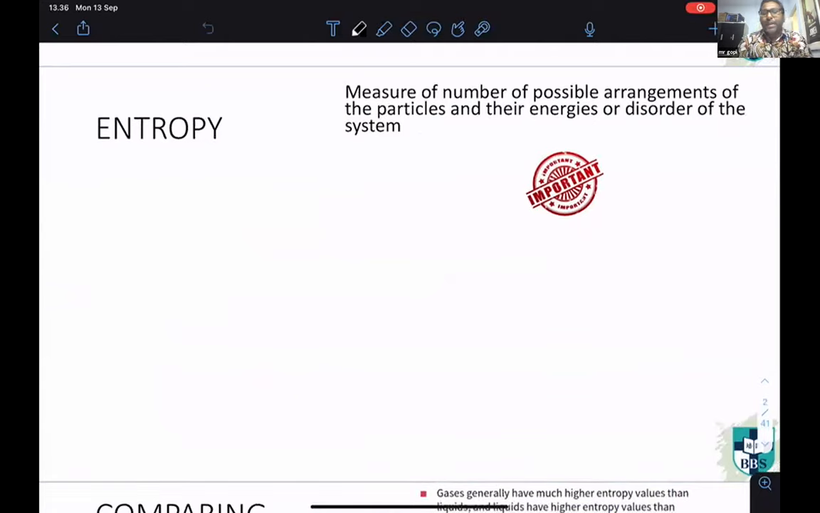What is entropy? Entropy is a measure of the number of possible arrangements of the particles and their energy, or in simple terms, we can say it's a measure of disorder of the system. If there is a question asking you the meaning of entropy, you just say it's a measure of disorder of the system. That is accepted. This is very important, because if you have done past year papers, you will know that every single time they ask about the definitions of entropy.